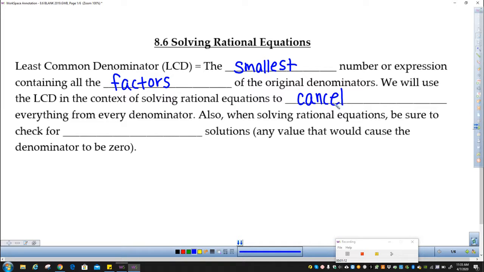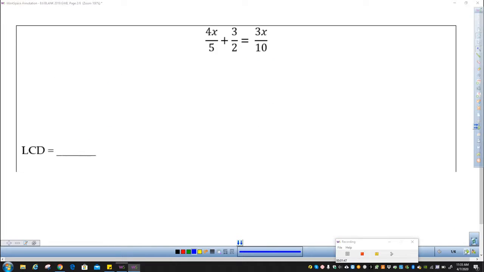Also, when we're solving rational equations, we're going to be sure to check for extraneous solutions, which are solutions that result from doing the algebra of the problem, but they do not actually make the equation true. In this case, we're going to need to exclude any solution that ends up causing our denominator to be 0. So it's just like when we thought about those values that were restrictions when we were dealing with our expressions. We never want our denominator to be 0.